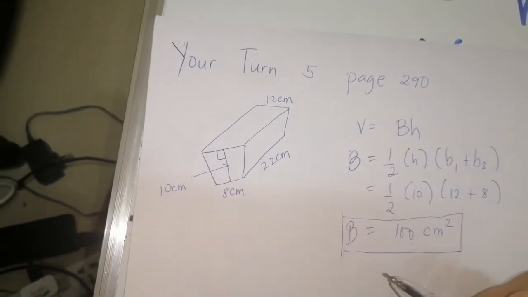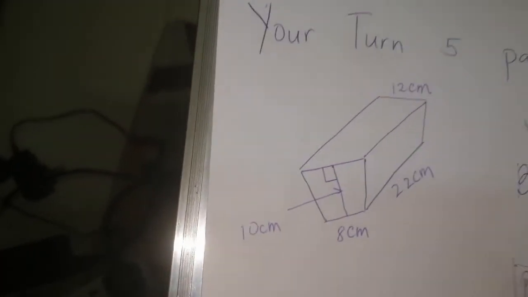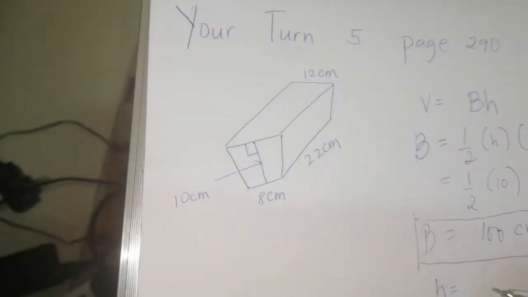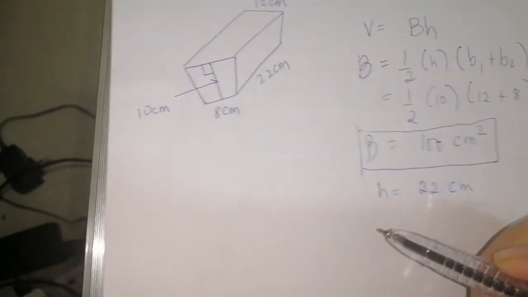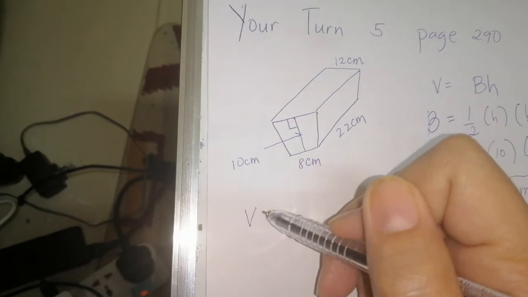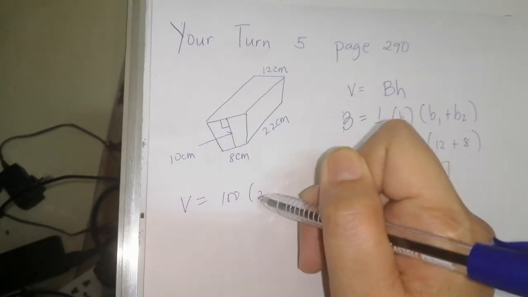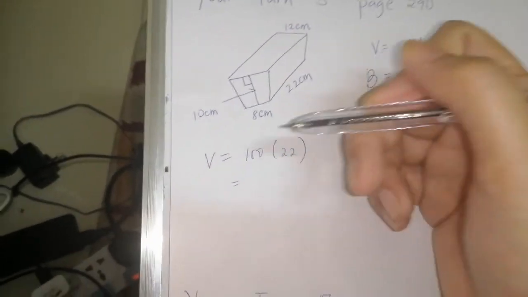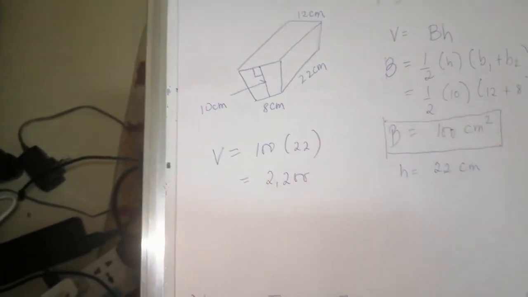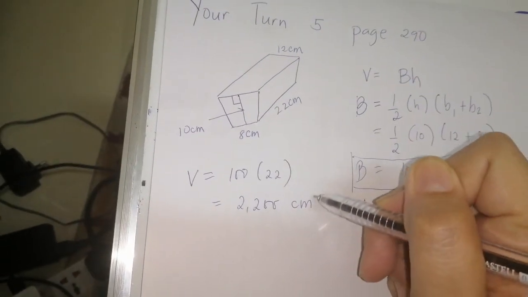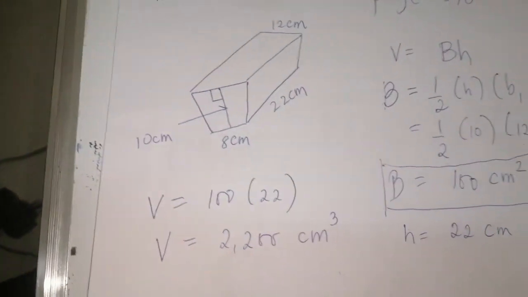The next thing is, what's the height of the prism again? If you stand this one, 22 centimeters. So let's find the volume now. Volume is equal to base area times height. So 100 times 22 is equal to what? The answer is 2,200. What's the unit? Cubic centimeters. This is the volume of the trapezoidal prism. Got it?